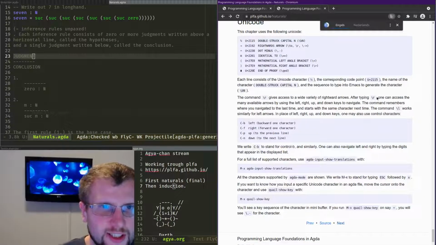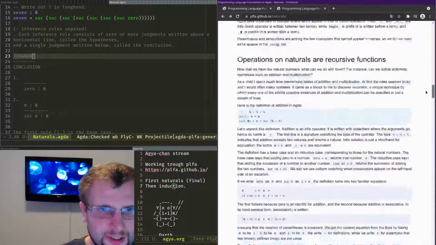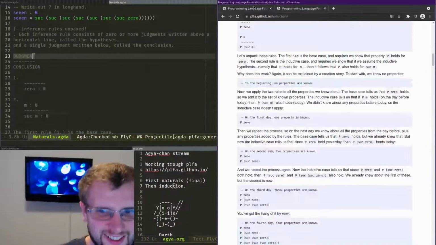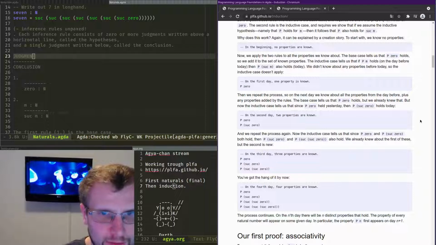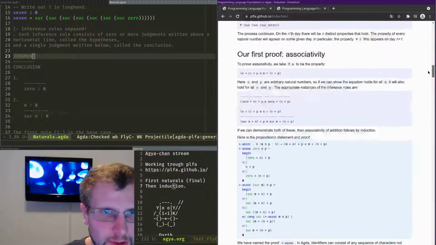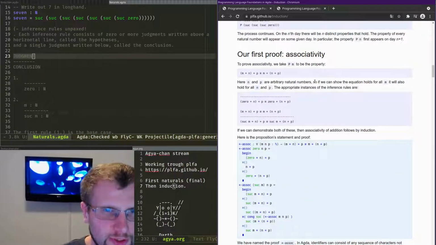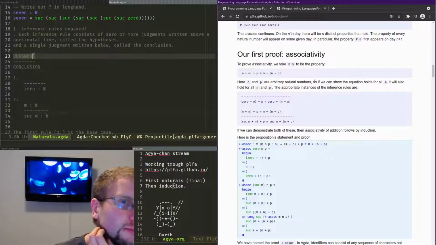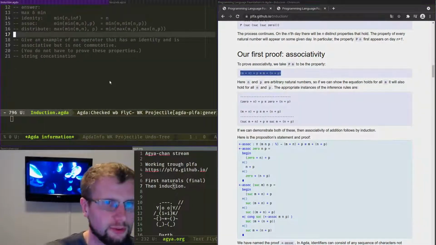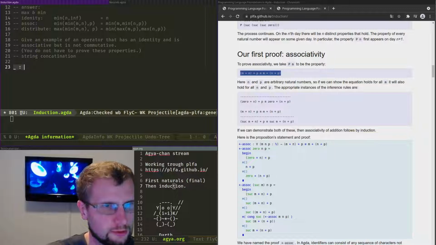It's like they expect you to skip the first chapter. Identity. Okay, whatever. We'll just skip this because we already read it before. Okay, first proof. Associativity. We take P m to be the property. I mean, what I would do is just, you know, done.